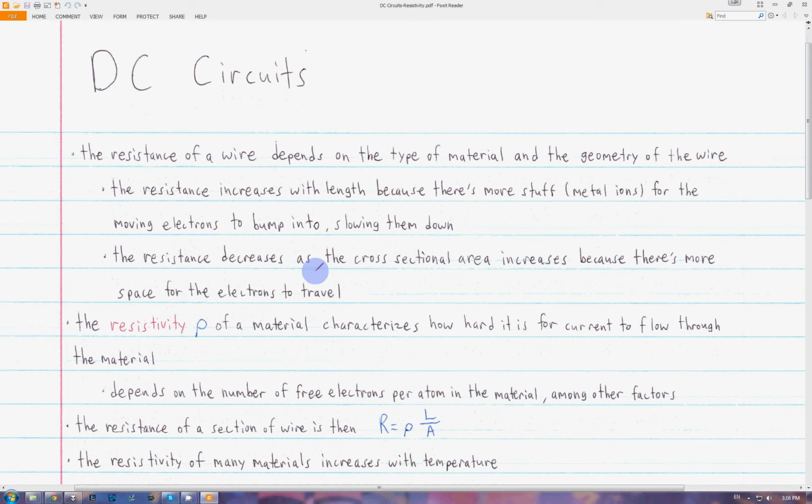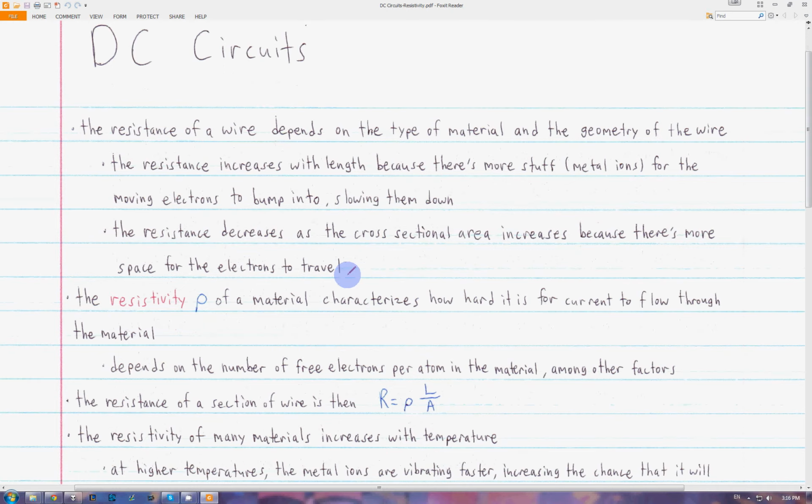And the resistance decreases as the cross-sectional area of the wire increases, because there's more space for the electrons to travel through. And so the length and the cross-sectional area cover the shape component of the resistance. The type of material is covered by something called the resistivity.